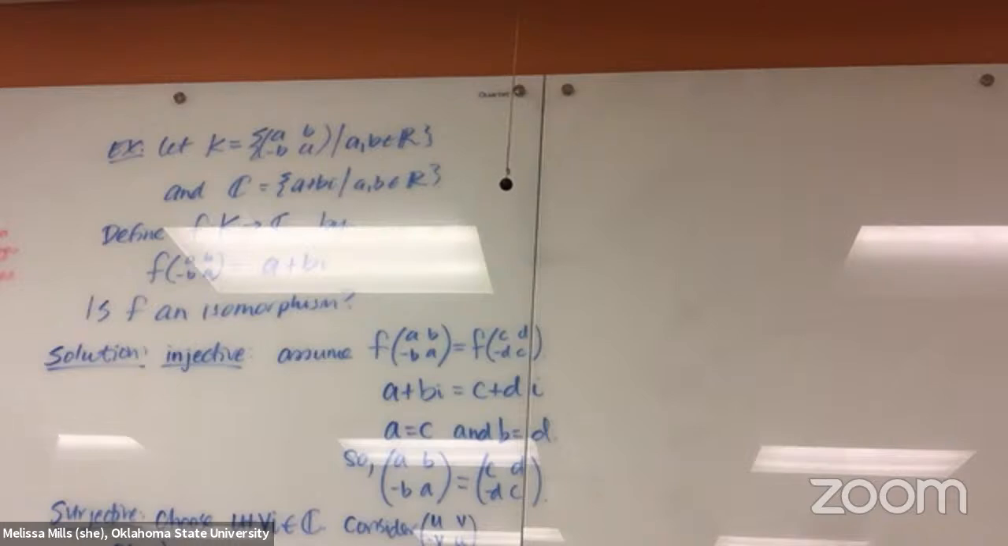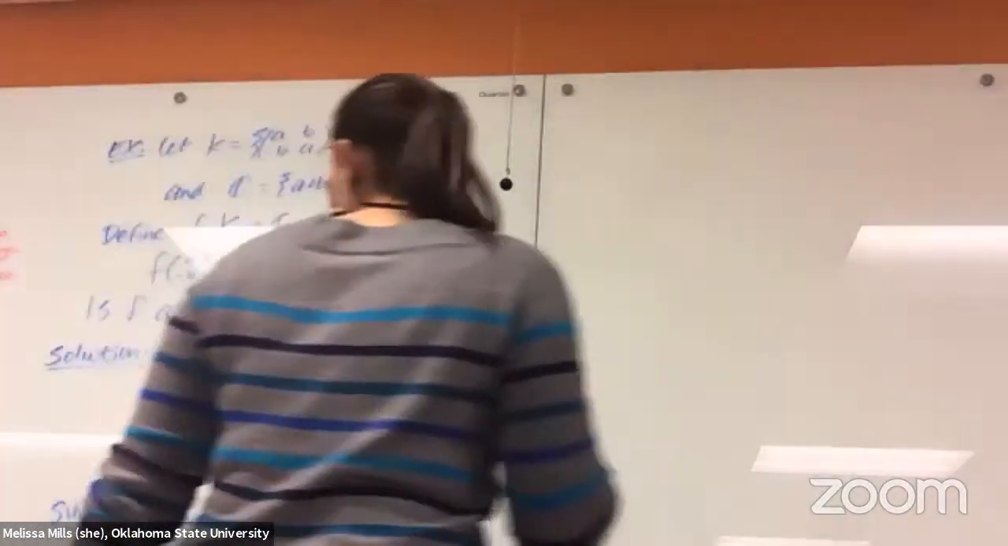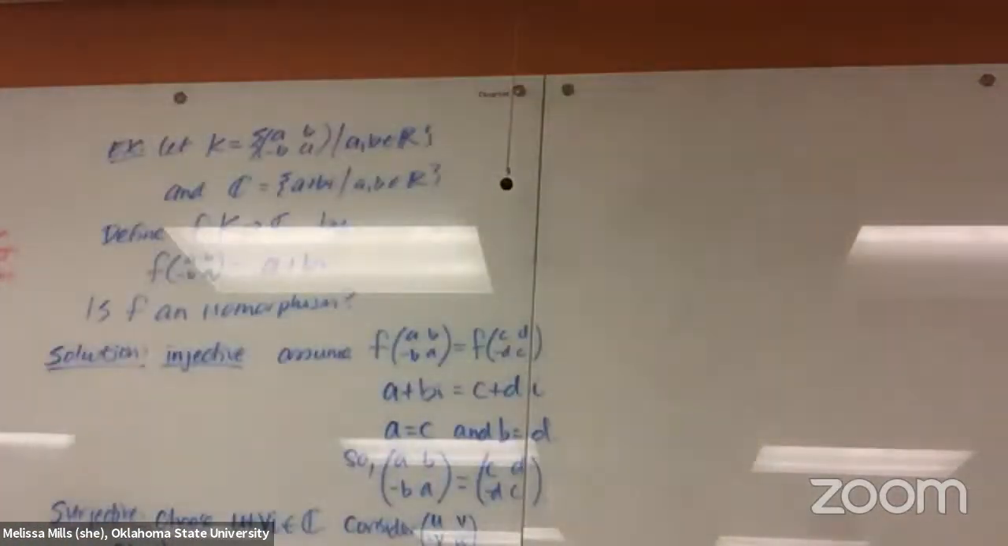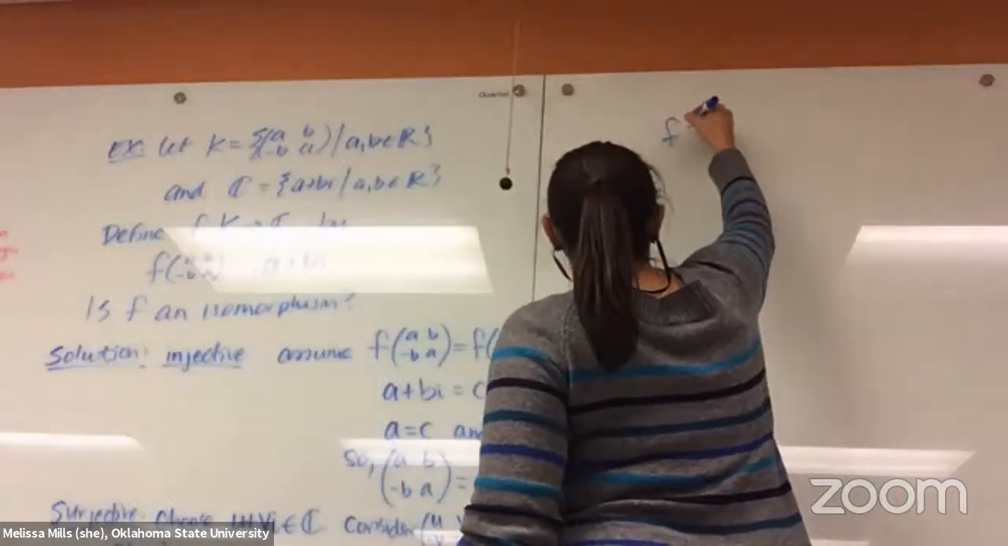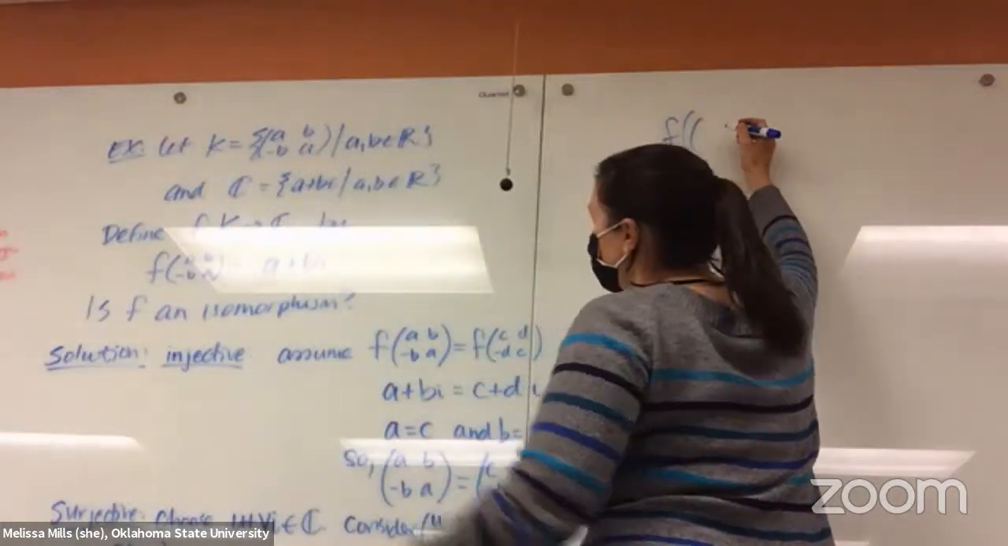Okay, so it's injective, it's surjective, this is looking promising, right? Let's see if it satisfies those homomorphism properties. Now what do I need to think about? I'm going to take two things in K. So that's two matrices, right? And I'm going to be adding those with matrix addition inside of that F.